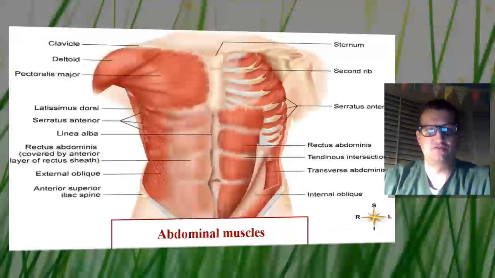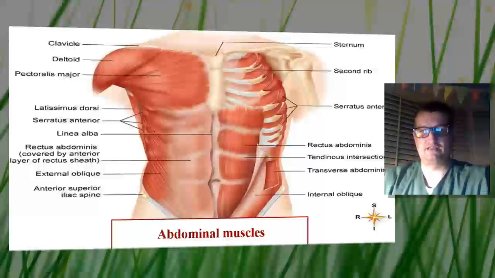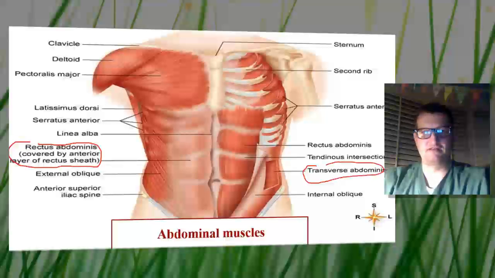Abdominal muscles shown here. You have the rectus abdominis that's covered by the rectus sheath. You have the transverse abdominis, and then the external obliques here are the primary muscles of the abdomen.